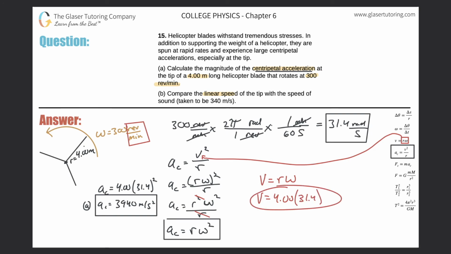Notice that this formula looks strikingly similar to this formula. The only difference is that my angular velocity is not squared. So now the linear velocity is just 4 times 31.4. So 126, considering rounding and sig figs. So 126 meters per second. Then it says compare that to the speed of sound, 340. It's less than. I guess that's a comparison. You could also do a ratio of 126 over 340, and you can see what fraction it is of the speed of sound. Something like that.